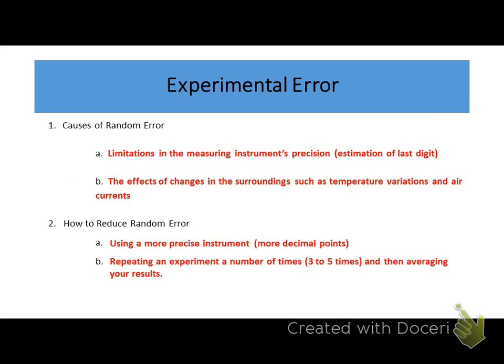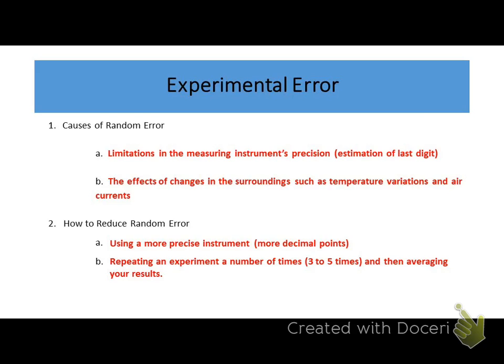Alright, so what causes random error? Again, limitations in a measuring instrument's precision, the estimation of that last digit. Because we have to estimate the last digit in a measurement, we have random error automatically. What else causes random error? Essentially, changes in the surrounding environment during an experiment, such as temperature variations or air currents, can cause an increase in random error.